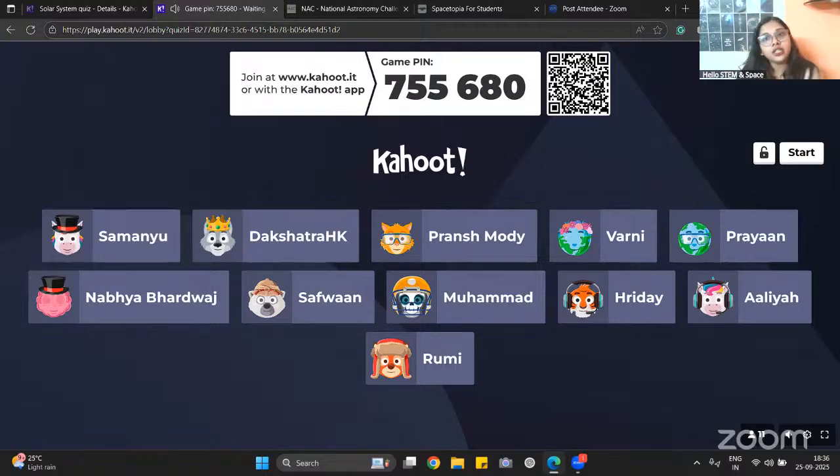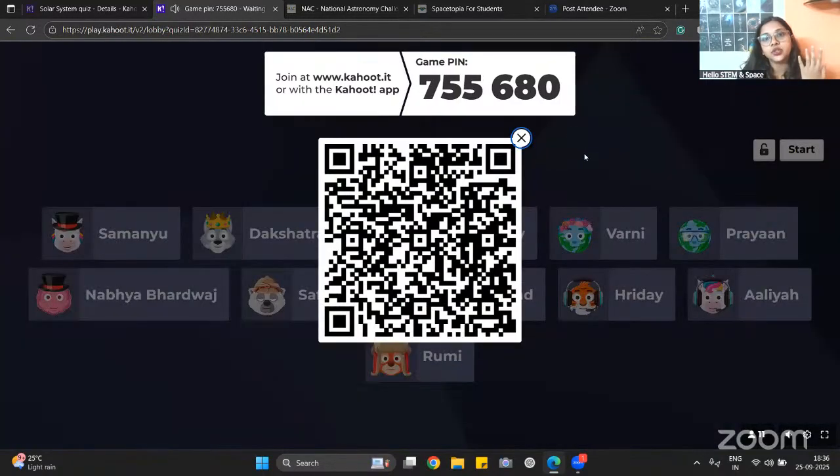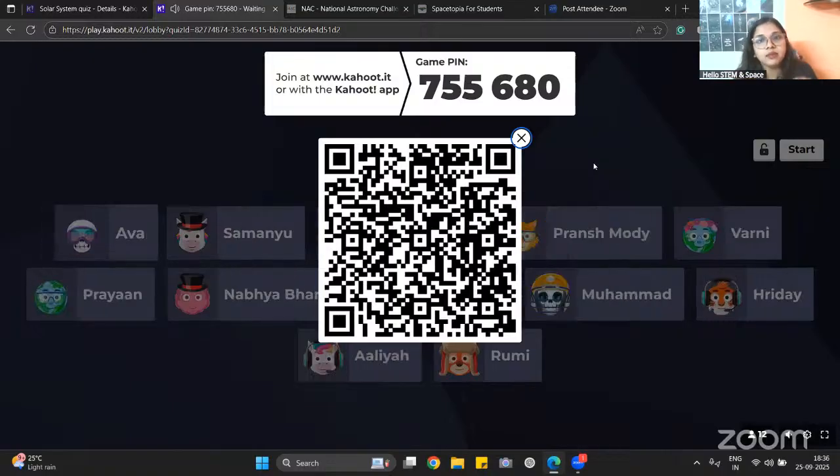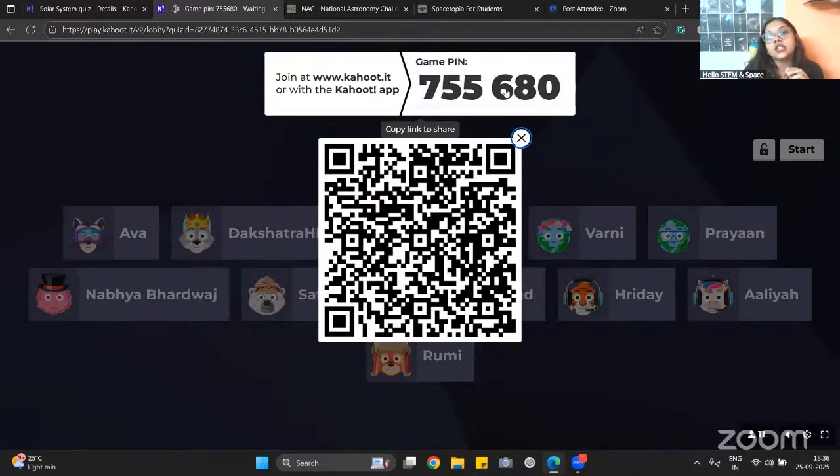Or if you're joining with your phone, here is a QR code. You can just scan this QR code and enter the same thing. And if both are not working, you can always open your browser, Google, and just type kahoot.it. It will take you to the same website, but you have to type in your game pin, which is 755680. You can see it on my screen on top. You just have to type in this game pin and you can join.